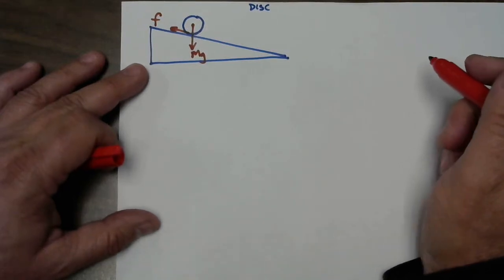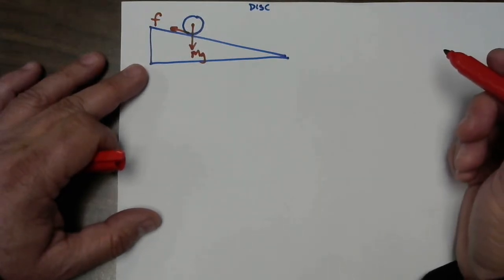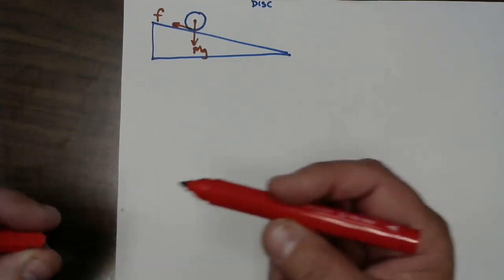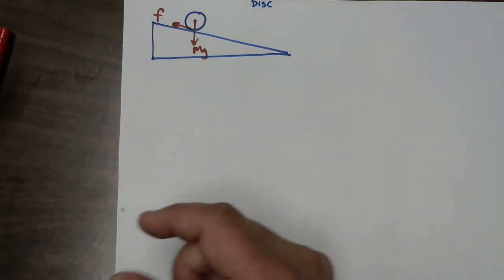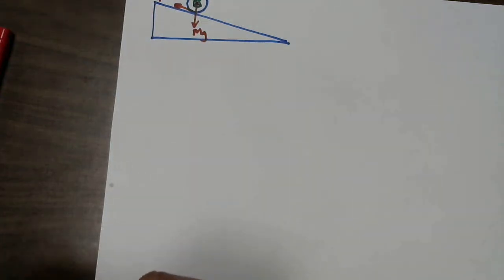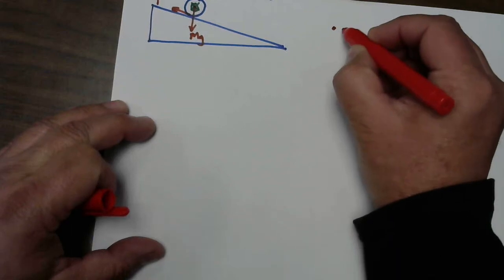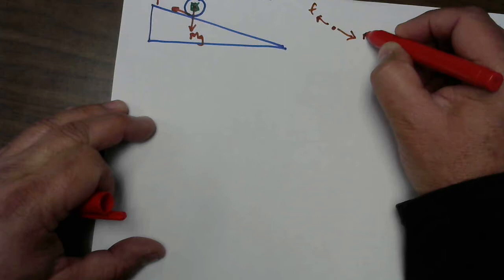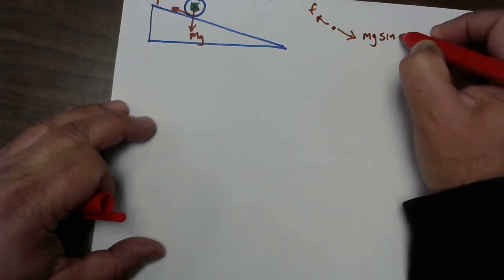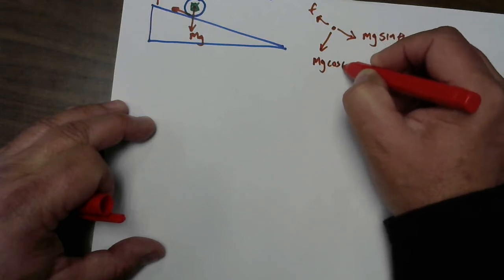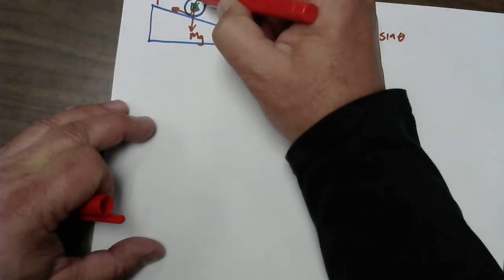So how do we do this? Well, there's two different ways to do this. One is to use, we probably need to use as an axis of rotation the center of the object here. So considering that, the axis of rotation. And that means that there's going to be some linear forces on this object: friction, mg sine of theta, and mg cos theta. And I guess there's going to be a normal force as well, isn't there?